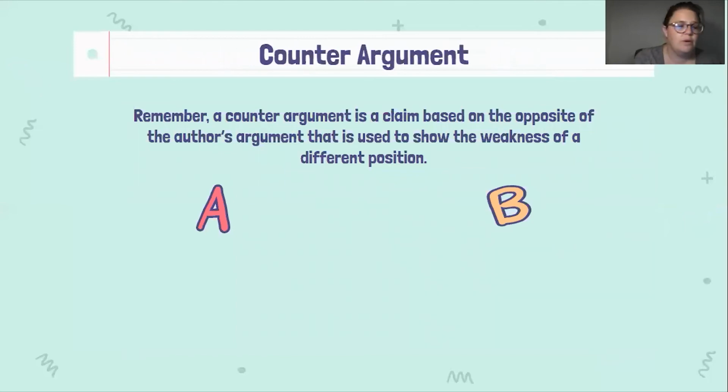Another thing we can do when we're writing an argumentative essay is to use a counter-argument. A counter-argument is a claim based on the opposite of the author's argument that is used to show the weakness of a different position. Okay?